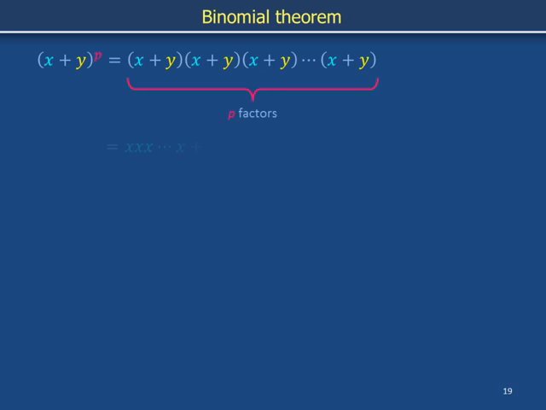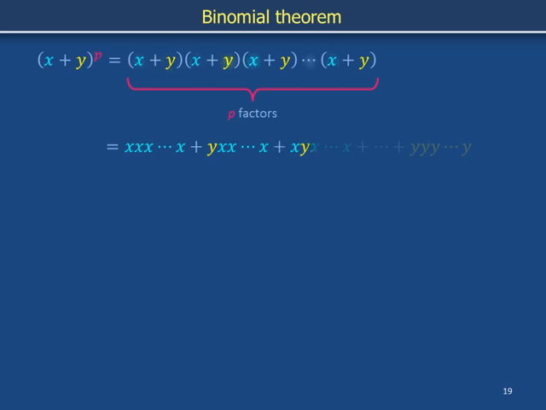There are p copies of x plus y. When the first x is multiplied against the second x, and then that product is multiplied against the third x, and so on, the resulting product is p copies of x. When, instead, the first y is multiplied against the second x, the third x, and so on, the resulting product is y times p minus 1 copies of x.